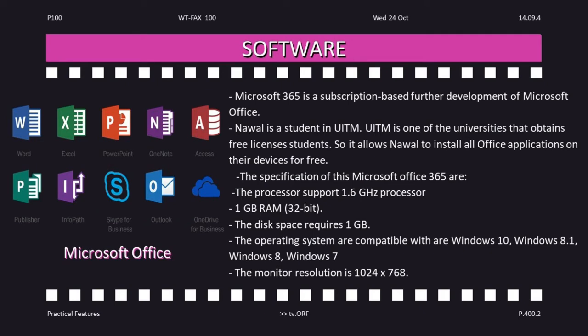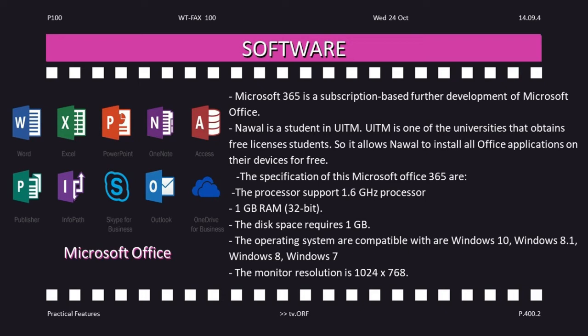The first software is Microsoft Office 365. Microsoft 365 is a subscription-based further development of Microsoft Office. Nawal is a student in UiTM. UiTM is one of the universities that obtain free licenses for faculty, staff, and students. All Nawal needs for installation and registration is an official university email address. The service includes Office Online Word, PowerPoint, Excel, and OneNote. So it allows Nawal to install all Office applications on her devices for free.